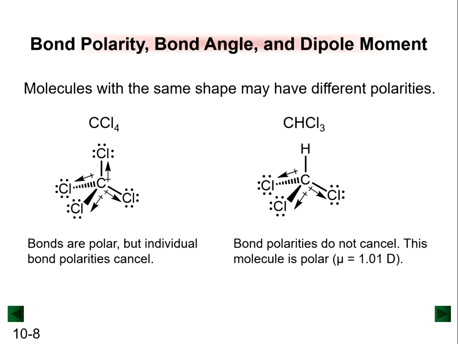In contrast, the molecule here, chloroform, carbon with 1 hydrogen and 3 chlorines, does have a net dipole moment. The carbon and the hydrogen have a slight polarization towards the carbon. But then the carbon and the chlorines all have a significant polarization out to the chlorines. And so the chlorine end of the molecule is negatively charged. The hydrogen end is positively charged. And this molecule indeed has a dipole moment of 1.01 debye.